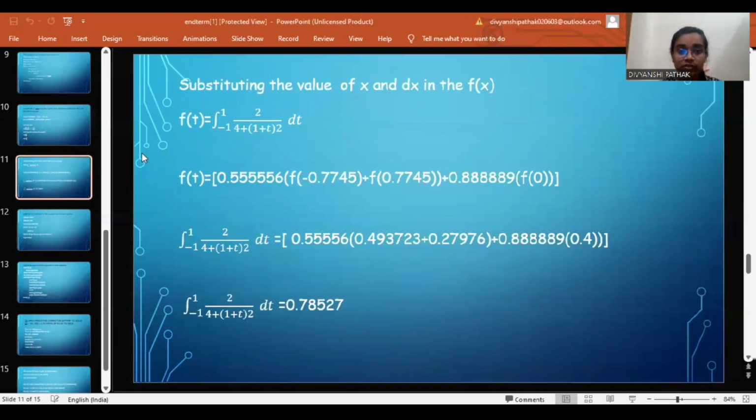Now, substituting the values of x and dx in the function, we will get the function f of t as shown. The result is 0.78527, which is the answer for the question.